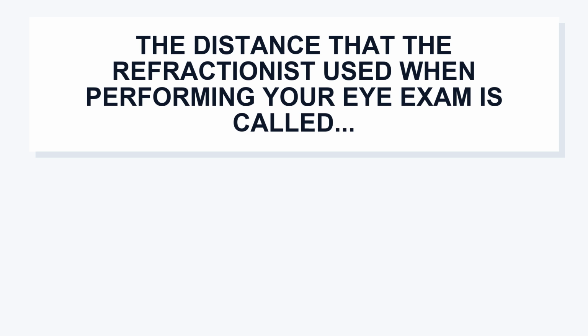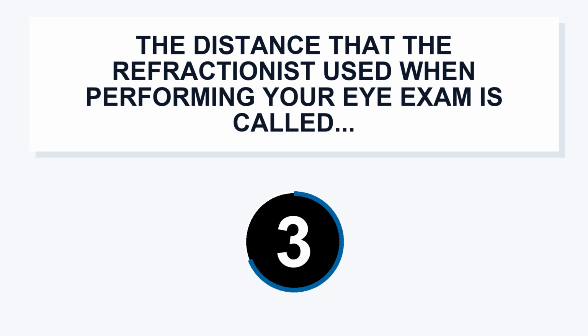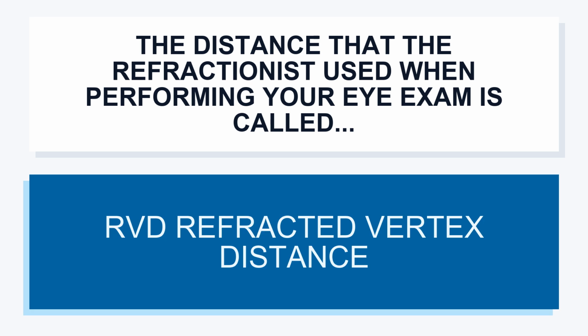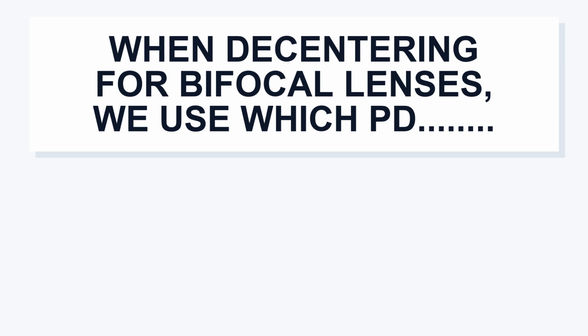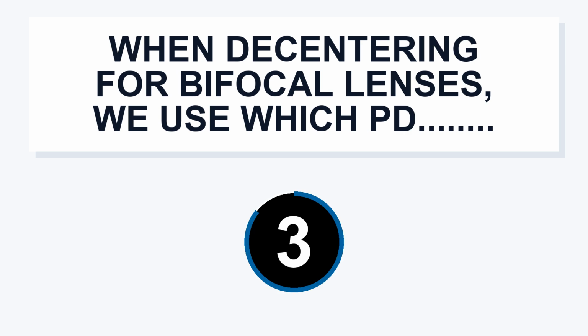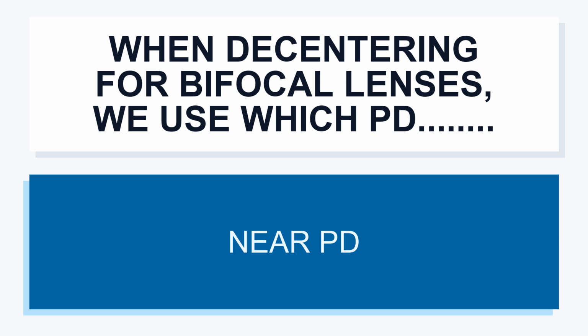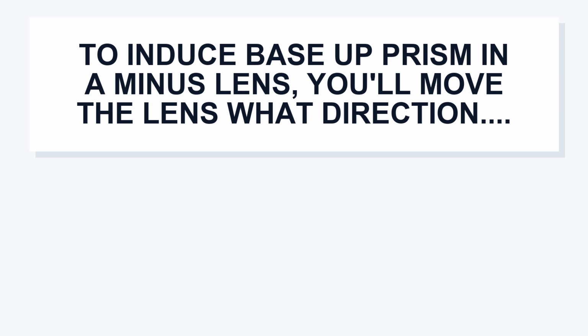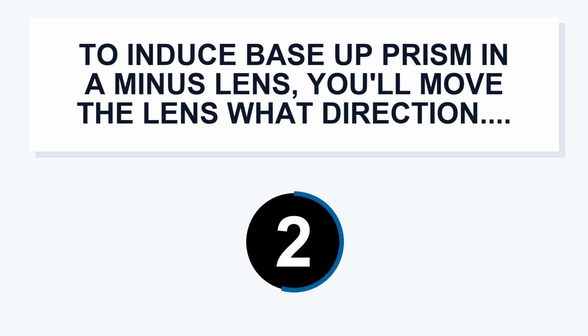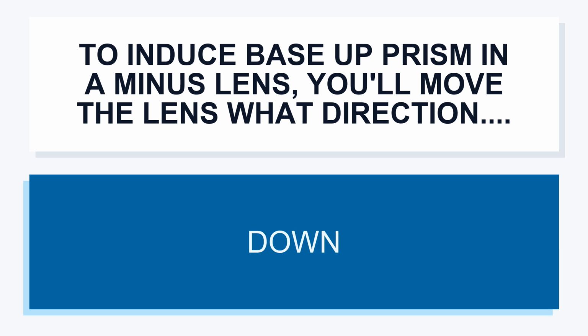The distance that the refractionist used when performing your eye exam is called RVD, refracted vertex distance. When decentering for bifocal lenses, we use which PD? Near PD. To induce base-up prism in a minus lens, you'll move the lens what direction? Down.